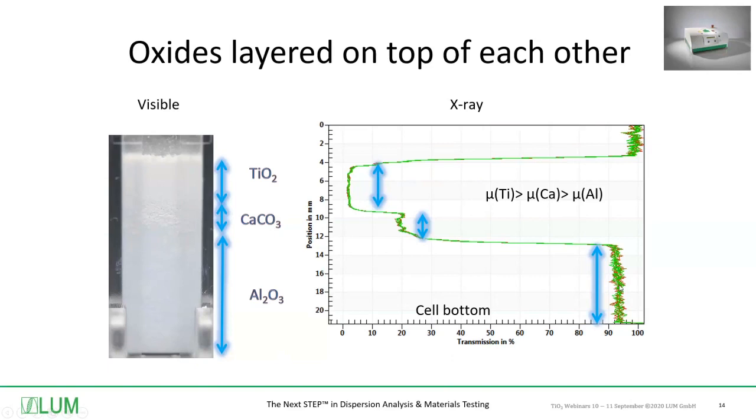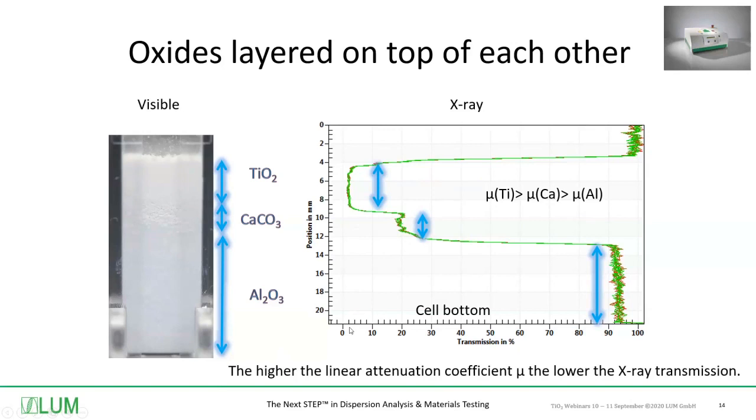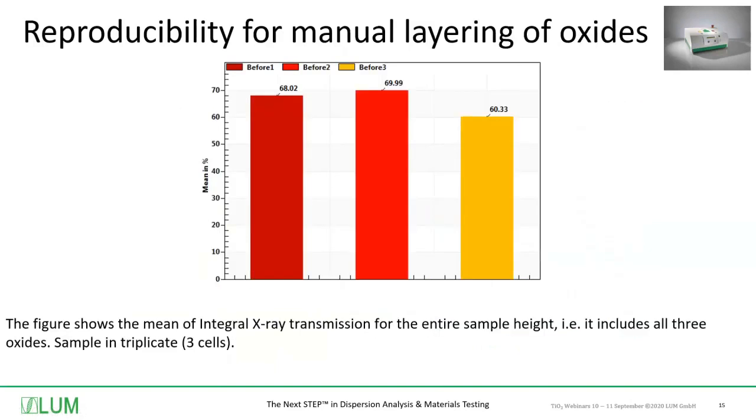Here we have for aluminum oxide the highest transmission, higher than 90%, due to the low attenuation coefficient. The middle fraction consists of calcium carbonate. Here we have less X-ray transmission, about 20%. Having the highest attenuation coefficient, the top layer of titania resulted in only a few percent of X-ray transmission. The higher the linear attenuation coefficient, the lower the X-ray transmission.